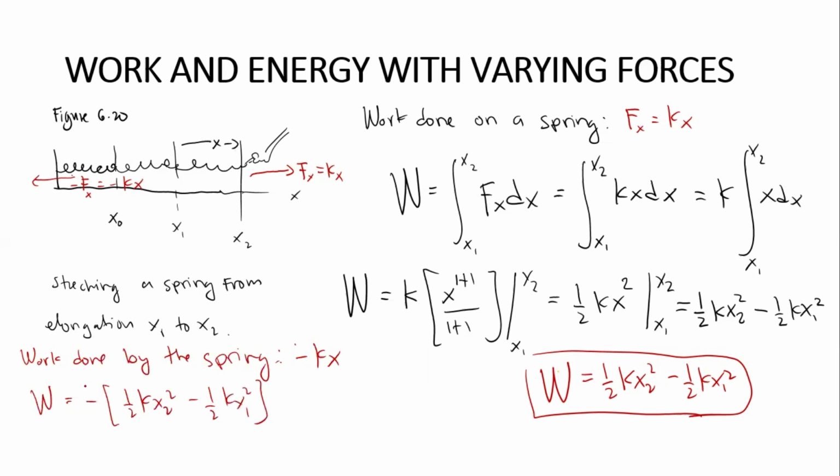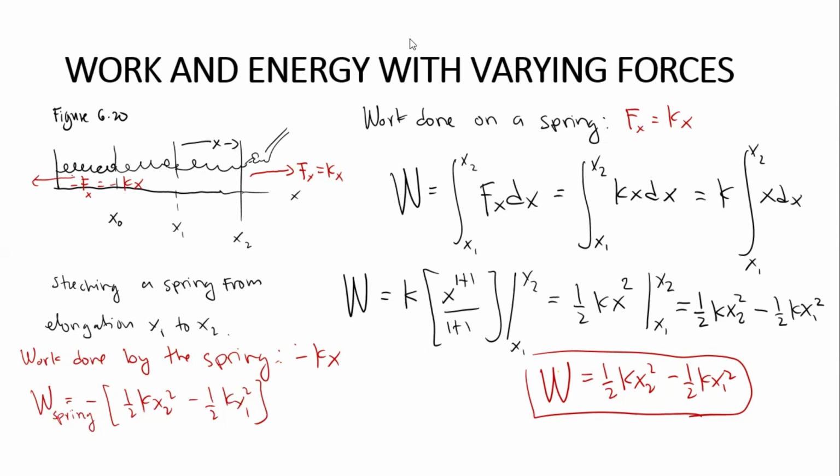We call this one the work done by the spring, or sometimes simply work spring. So if you are looking for the work done on the spring, meaning the work you exert to stretch the spring, it is 1/2 k x2 squared minus 1/2 k x1 squared. But if you are looking for the work done by the spring from that elongation, it is just the negative of this work done on a spring. We call this the work done by the spring.